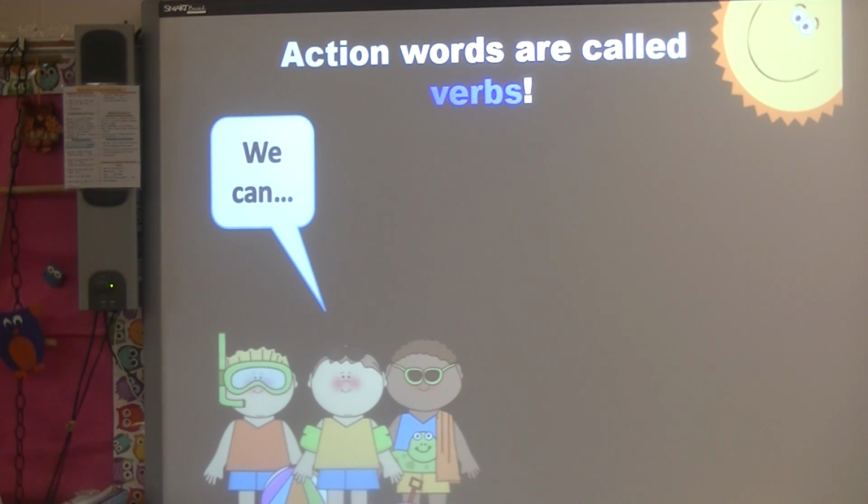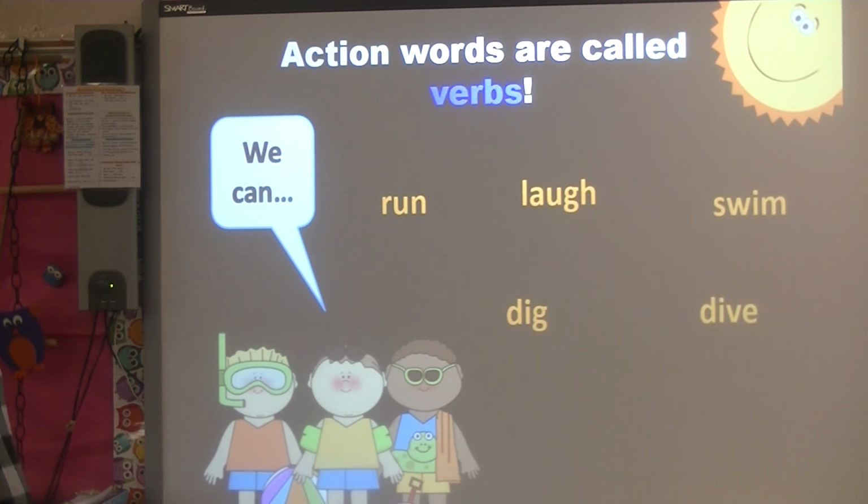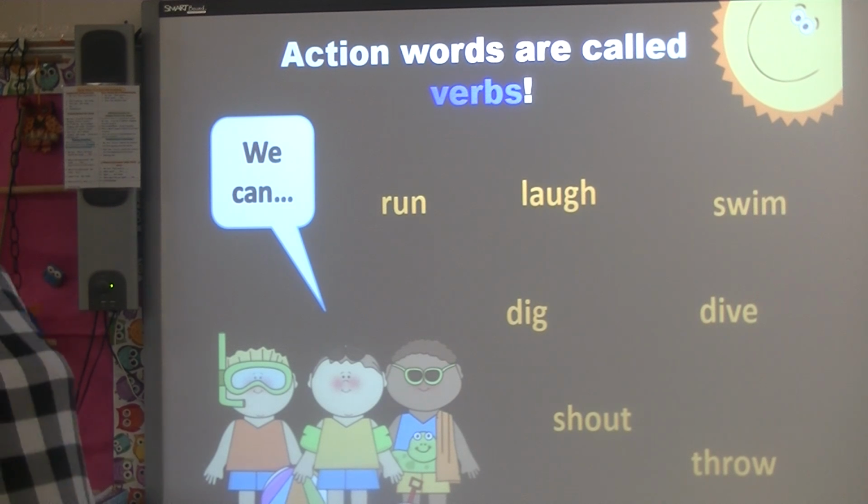We can run, laugh, dig, swim, dive, shout, throw. So all of those words are verbs. They're actions. It's something we can do.